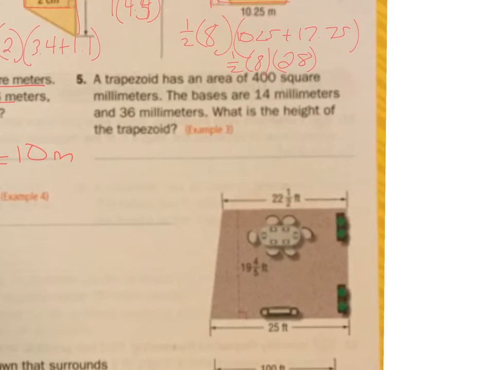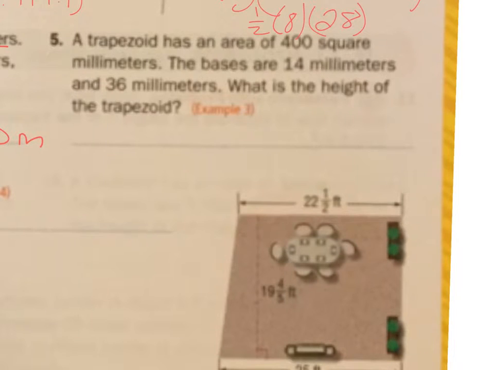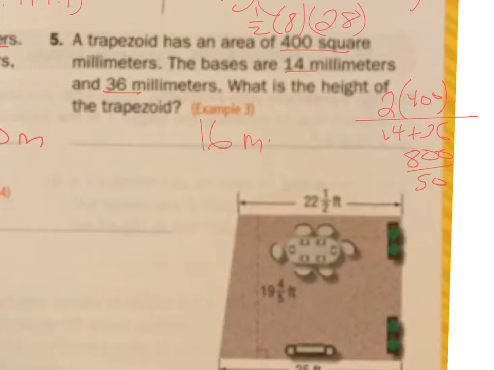Let's go to number 5. A trapezoid. Again, another one where we have to find the height. So the height is 2 times the area 400, divided by the two bases, base of 14 and a base of 36. 14 plus 36. Okay, so that's 800 divided by 14 plus 36 is 50, and 800 divided by 50 is going to be 16. So it's 16 millimeters. Okay, that's the height.